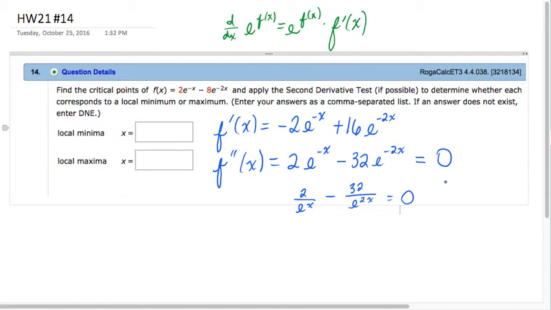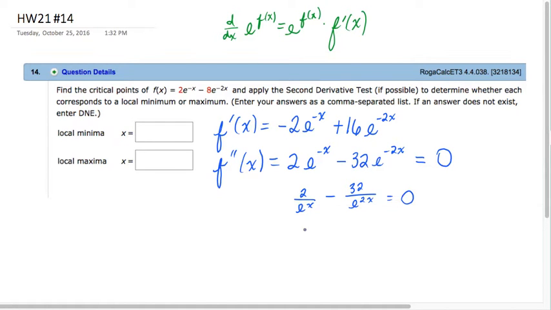So I'm going to move the 32 term over to the right to get 2 over e to the x equals 32 over e to the 2x. What's the smallest thing I need to multiply both sides by to get the x's out of the denominators, to clear those? e to the 2x, yeah. That'll be enough to clear both denominators. So I'm going to multiply both sides by e to the 2x.